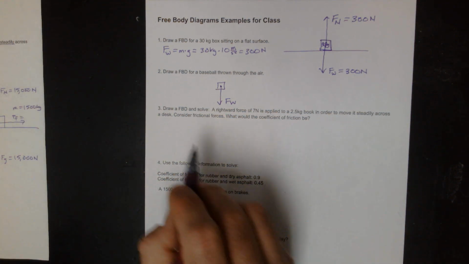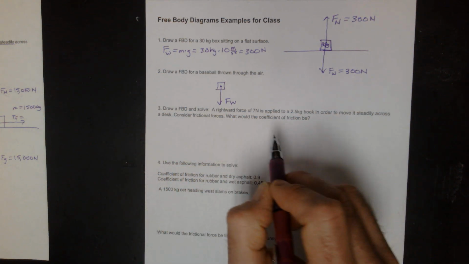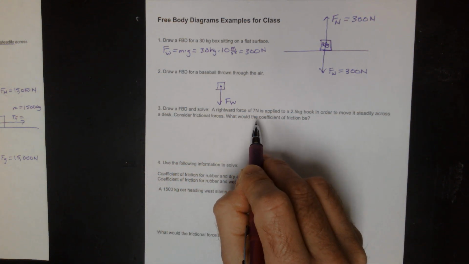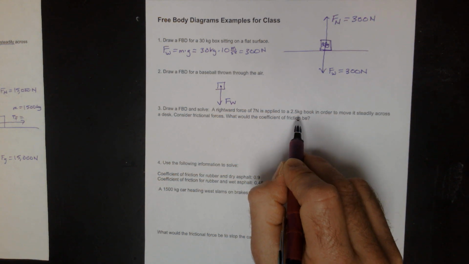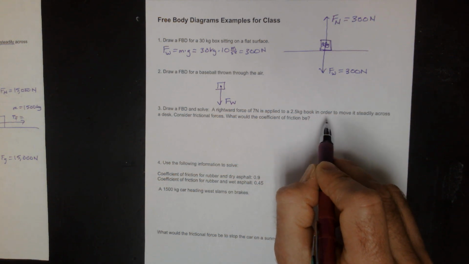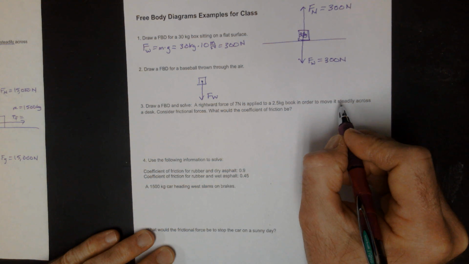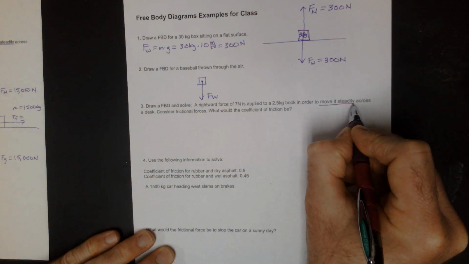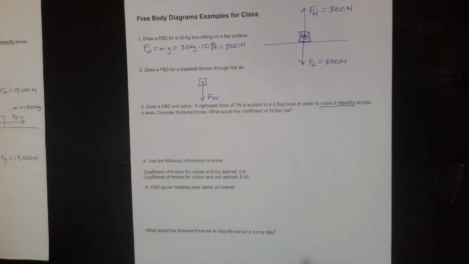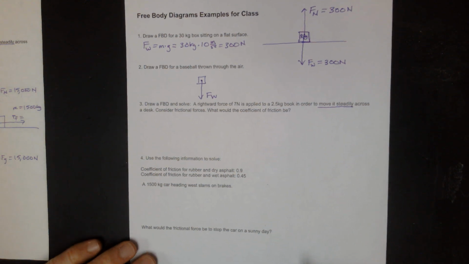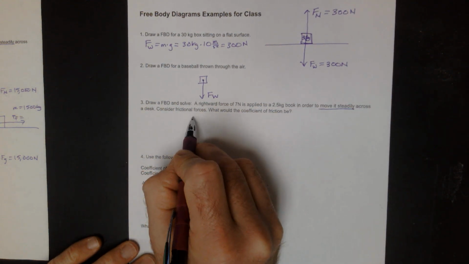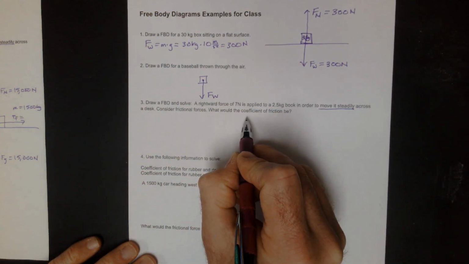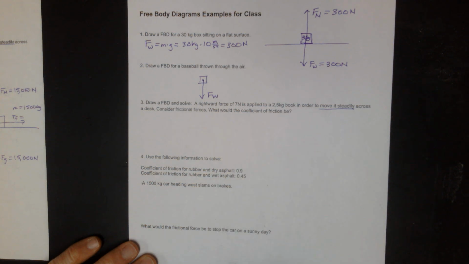All right, draw a free body diagram and solve. It says a rightward force of 7 newtons is applied to a 2.5 kilogram book in order to move it steadily. Now there are some key words you should look for. Move it steadily implies there's no change in its velocity. So it's not accelerating, which means there should be 0 net forces on this thing. All right. Consider frictional forces, and they want to know what the coefficient of friction would be.